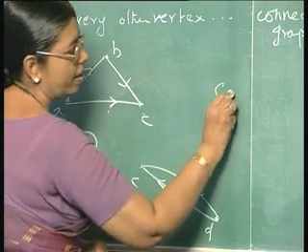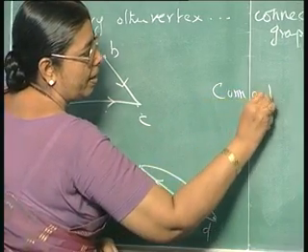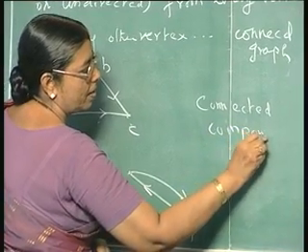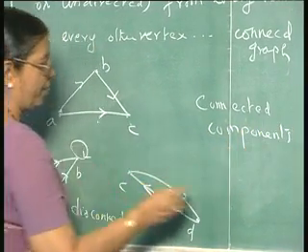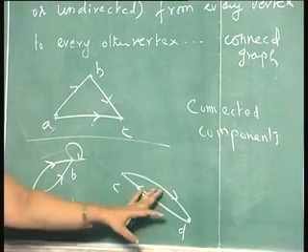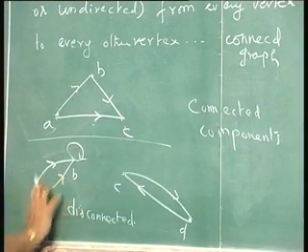They are called connected components of this graph. So, this graph has 2 connected components. This is one and this is one.